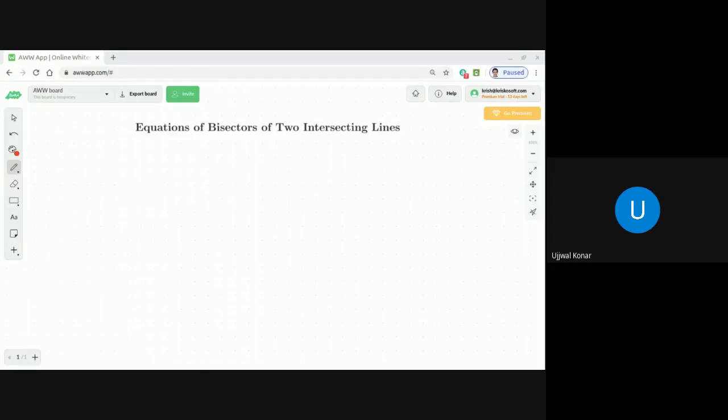Good evening, dear students. Today we will be discussing the equations of bisectors of two intersecting lines. This is in continuation of our series of classes on points on straight lines. So let us start. What are the bisectors of two intersecting lines? Let us understand this first.